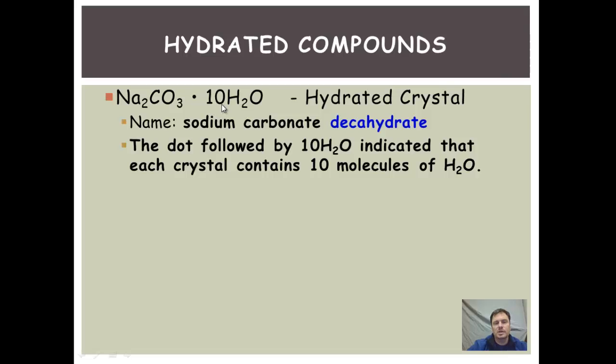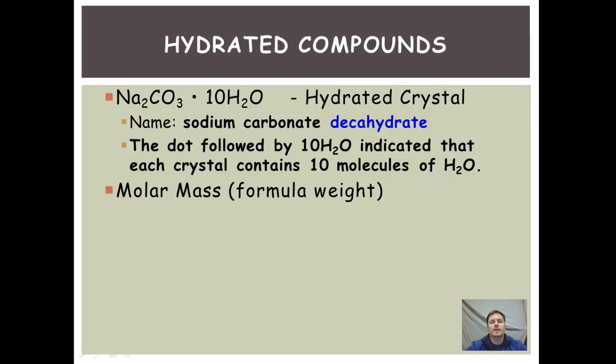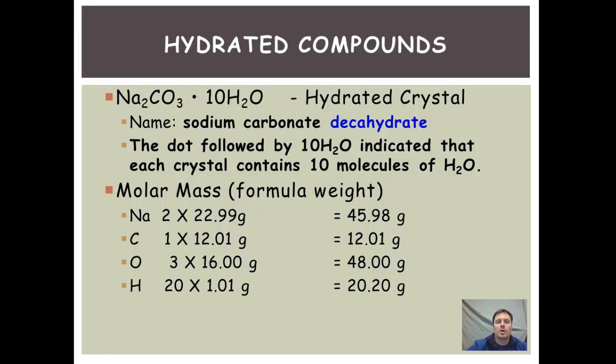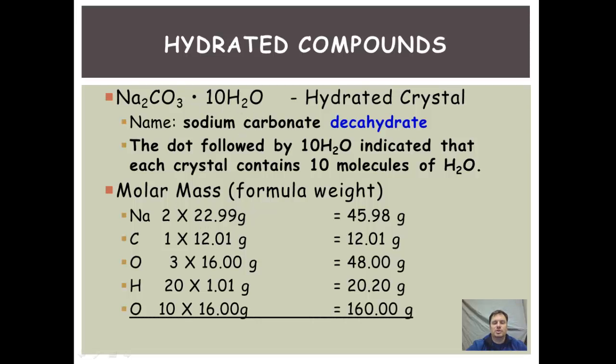If we're talking moles, it's 10 moles of water in 1 mole of sodium carbonate. Okay, so figure out the formula weight. First thing we need to do is figure out the sodium carbonate. We got two Nas, 1 carbon, 3 oxygens. Now we must include the water. Well, I have 20 hydrogens, 10 times 2 is 20, and I have 10 oxygens.